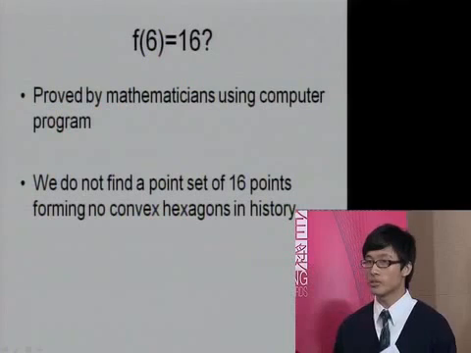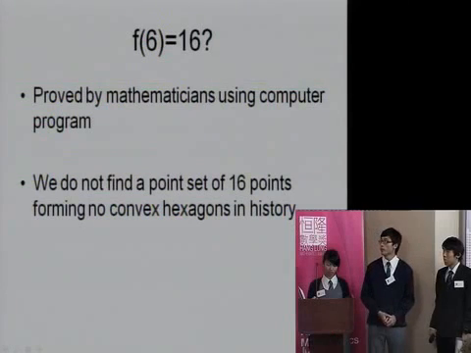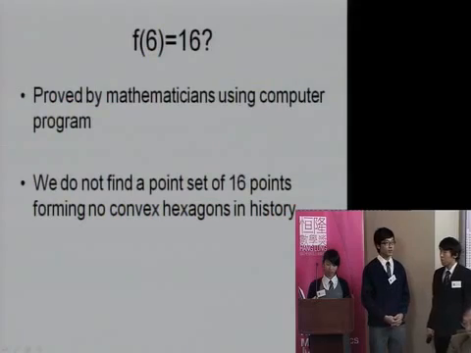Through this step, we can show that the conjecture is right for n equal to 3, 4, and 5. But how about n equal to 6? It was proved by former mathematicians using computer programs that f6 is equal to 16.